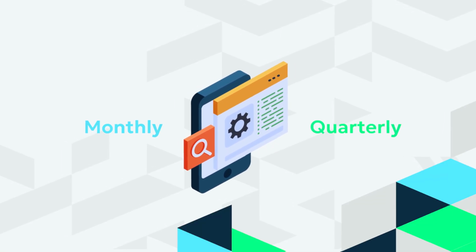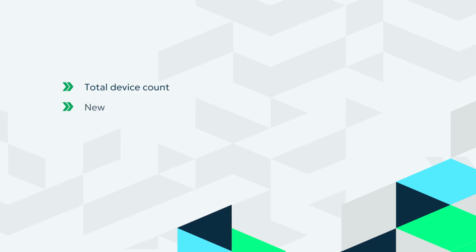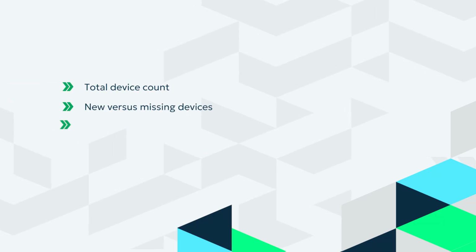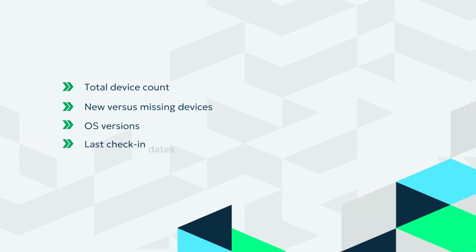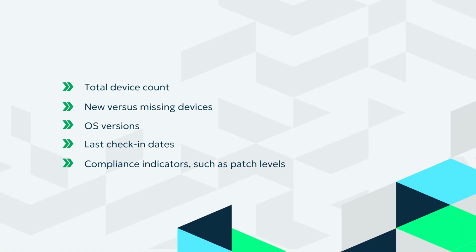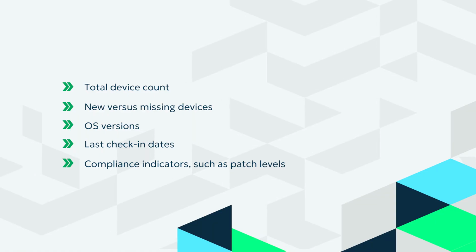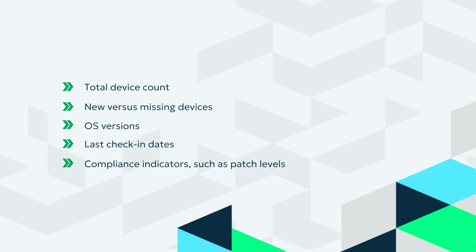Next, define the scope. Typically, this includes the following: total device count, new versus missing devices, OS versions, last check-in dates, compliance indicators such as patch levels. An infrequent or loosely scoped audit often misses stale endpoints, so align your cadence with the client's risk profile.